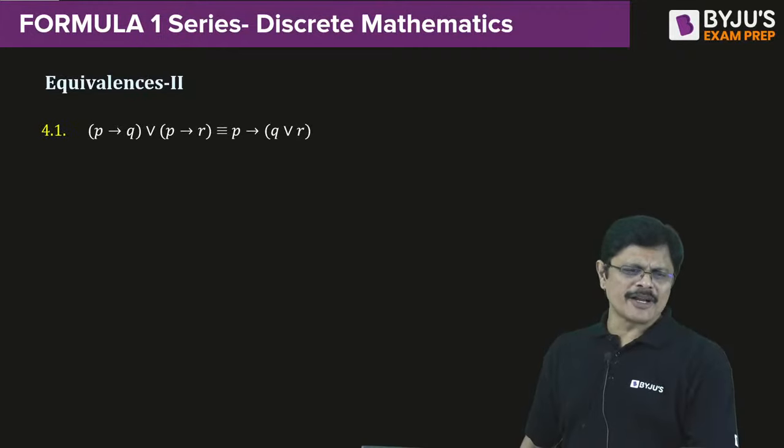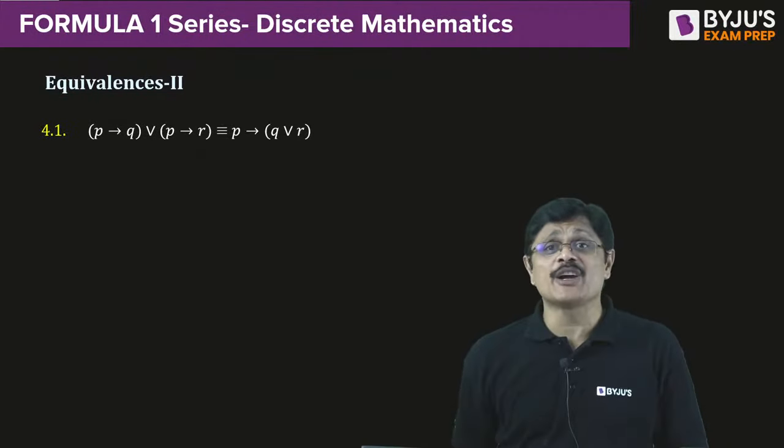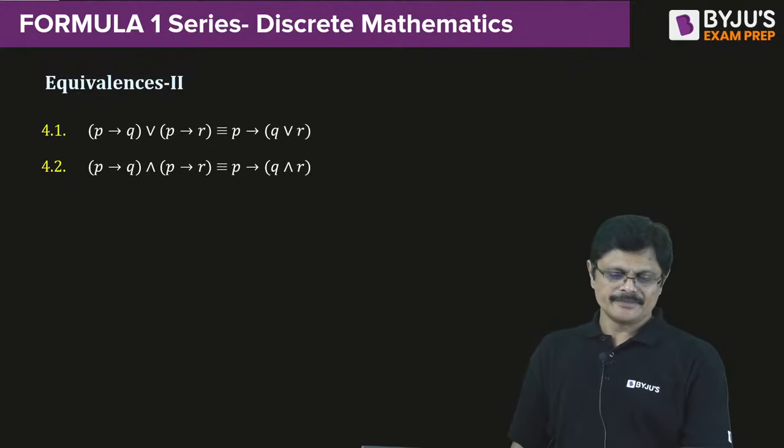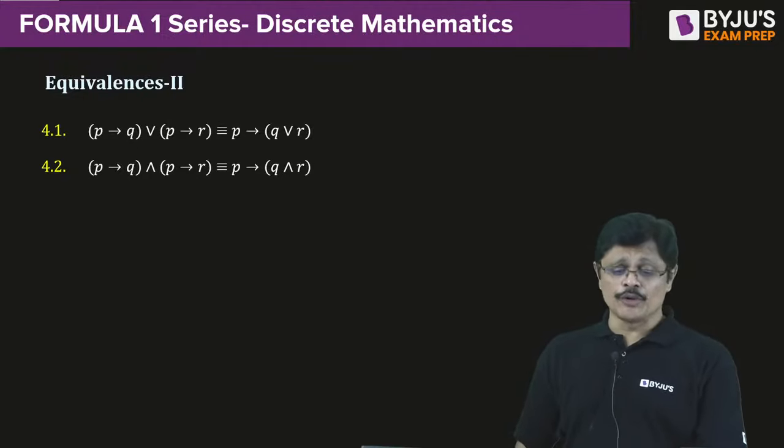There are some more rules for equivalence two. Equivalence two is actually equivalences involving implications. So these are the equivalences two, only the fourth rule and fifth rule.